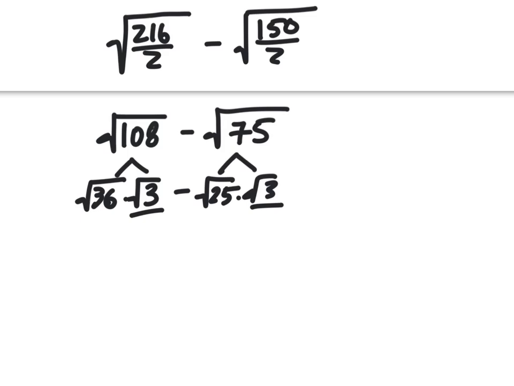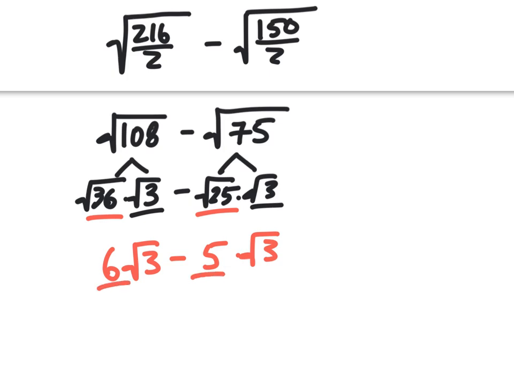All right, so let's move on. You can take the square root of 36. That's going to give you 6 times the square root of 3, and then minus the square root of 25, which is 5, times the square root of 3. And then if you take 6 minus 5, that's just going to give you 1 square root of 3, which is the square root of 3.